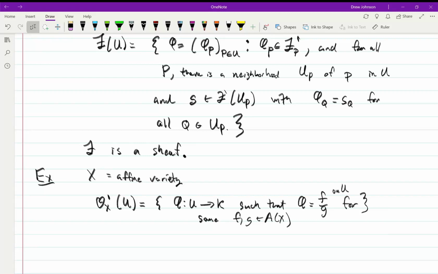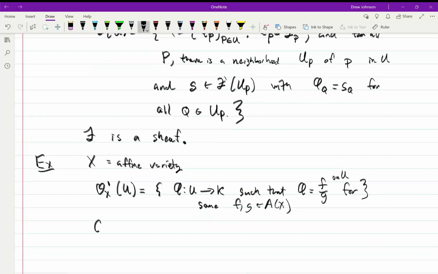Okay, so what we did is we gave a different definition that said that we need functions only to be regular functions, to only locally be quotients of polynomials. So O_X is exactly the sheafification of this thing that I just defined. All right, so we've already seen this before in that situation.